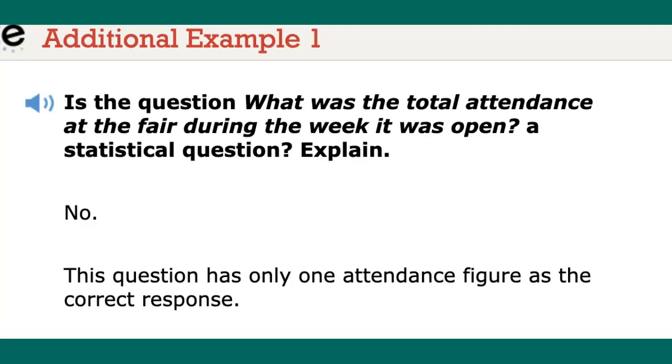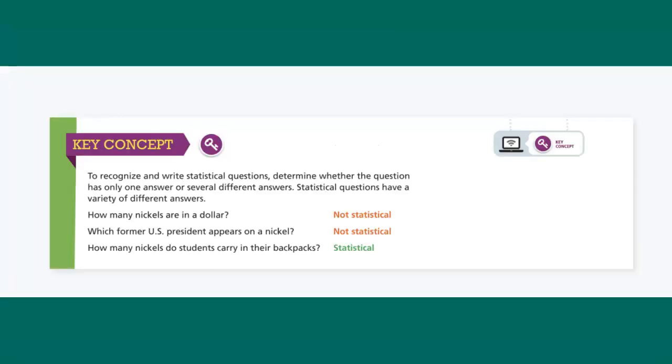So again, we can identify if it is statistical if it allows you to have more than one possible answer, a variety of possible answers. And if it's a question that only gives you one particular answer for one specific question, then it is not statistical. The last examples: how many nickels are in a dollar? That is not statistical because it gives you one specific answer. Which former president appears on a nickel? That has only one particular answer, right? We have to identify what it is and who it is.